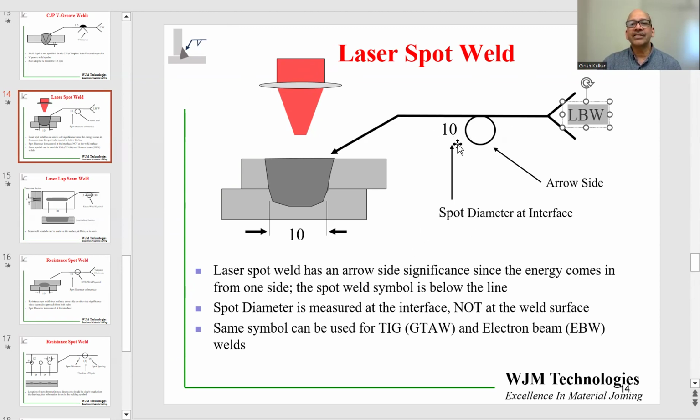To the left is the spot diameter. So that diameter is the diameter of the weld at the weld interface, not on the surface. This is the diameter of the weld at the weld interface, and that is 10 units. This symbol would not change much if other techniques were used, such as TIG welding or plasma or electron beam. All you have to do is change the description in the tail of the weld.